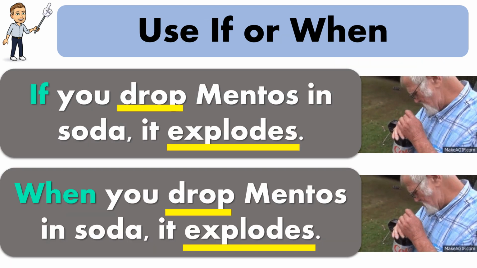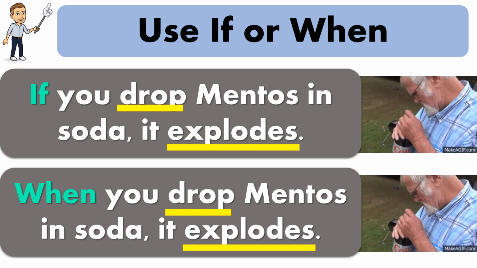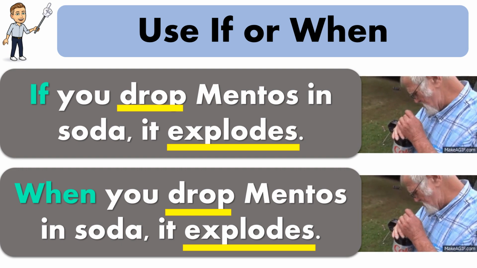Now with the zero conditional, we can use if or when. So either of these are fine to start the if clause or the first clause of our zero conditional. If you drop Mentos into soda, it explodes is the same as when you drop Mentos in soda, it explodes. So there's no difference in the meaning. So we can use if or when.